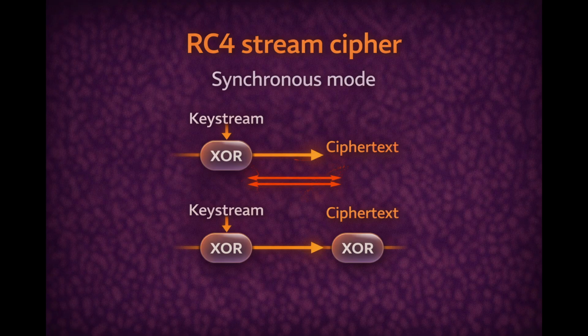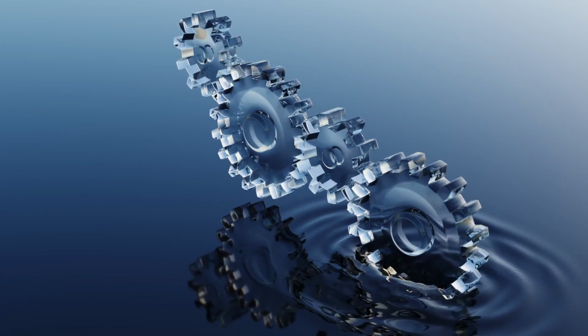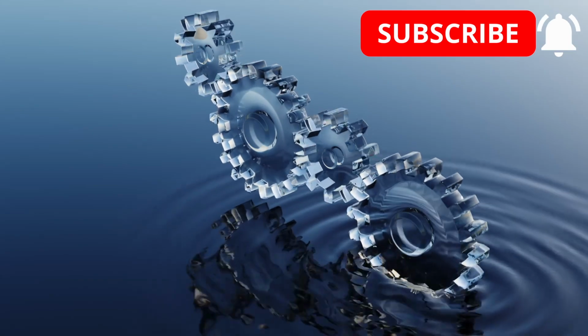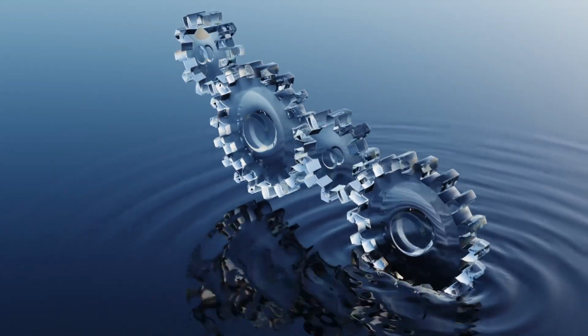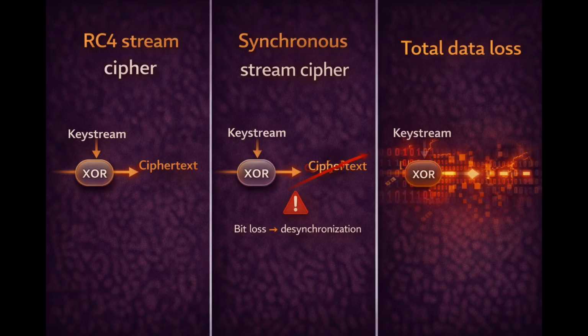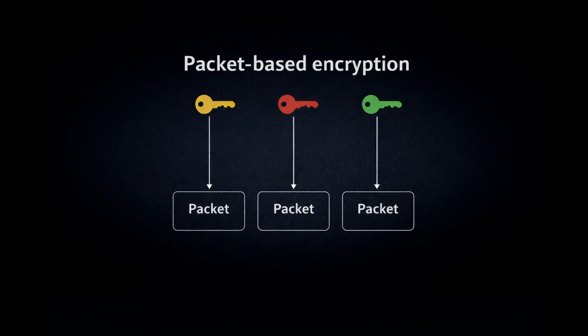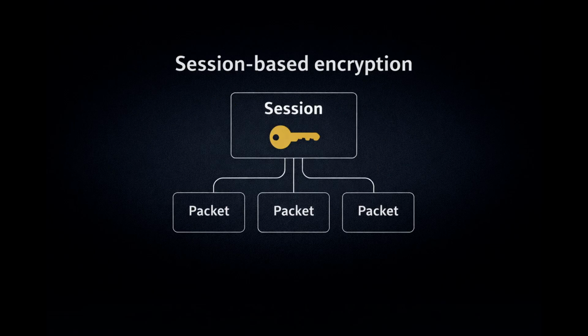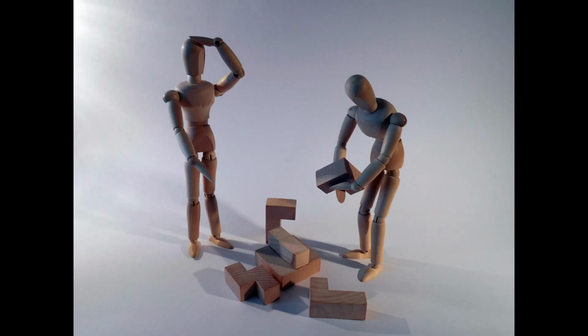WEP uses the RC4 stream cipher operating in synchronous mode. Synchronous stream ciphers require both sides of the communication to remain perfectly synchronized. If even a single bit is lost, the keystream generators become desynchronized and all following data becomes unusable. To avoid synchronization problems, WEP encrypts each packet independently instead of using a session-based approach. This solves the synchronization issue, but it introduces a much more serious security problem.